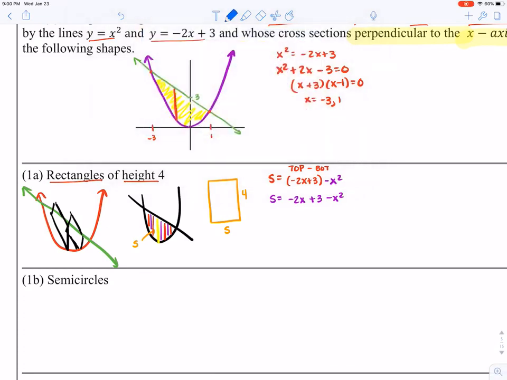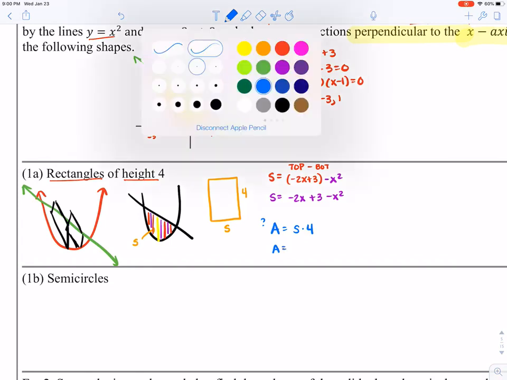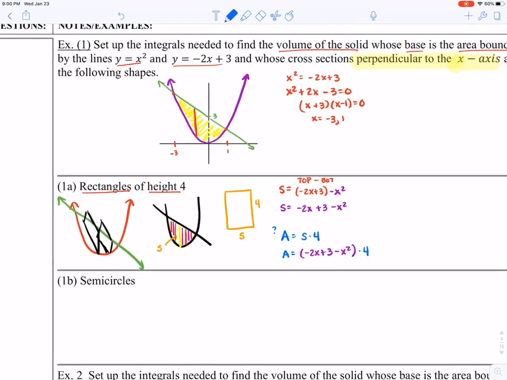The next thing you want to do is, what is the area formula for a rectangle? Well, the area formula for a rectangle is length times width, right? So in this case, it's S times 4. And we're going to substitute in the S that we just wrote as -2x + 3 - x² times 4.